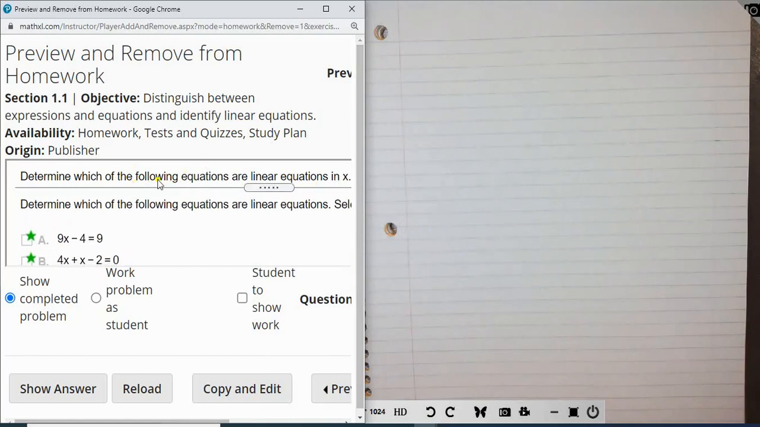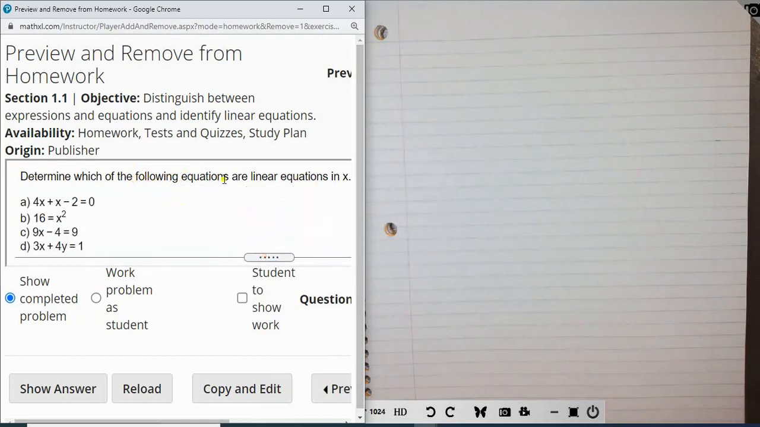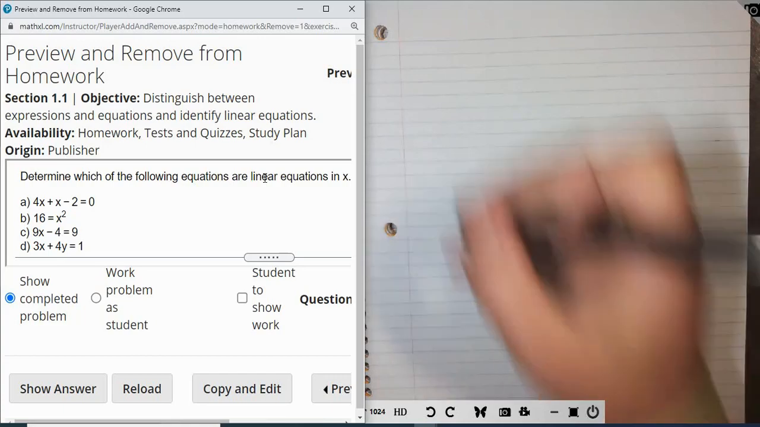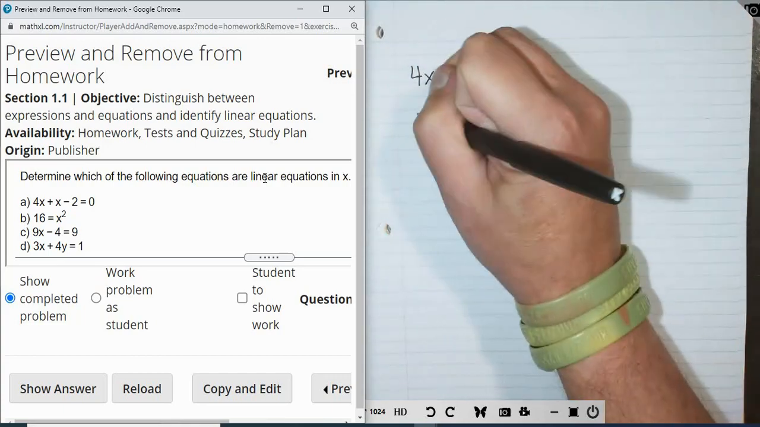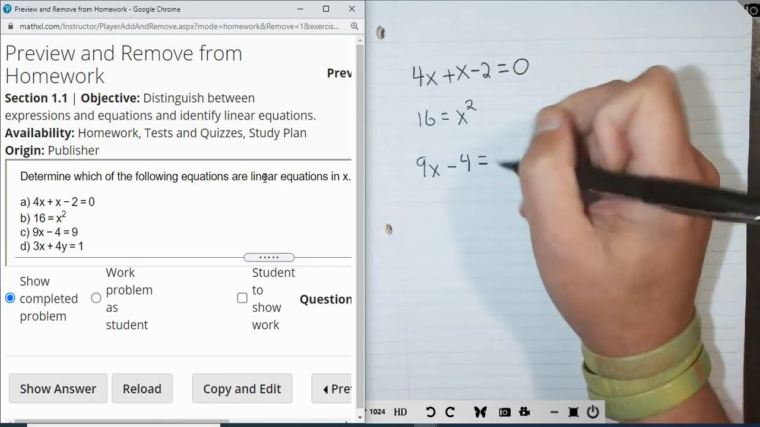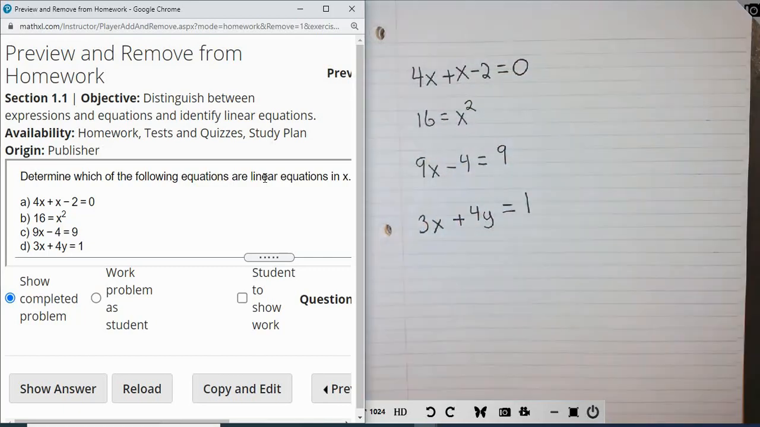Determine which of the following equations are linear equations. And notice it says linear equations in x, so these must be linear equations in x, basically linear equations in only one variable. Let's write them out here. Okay, so we got them all written out there.